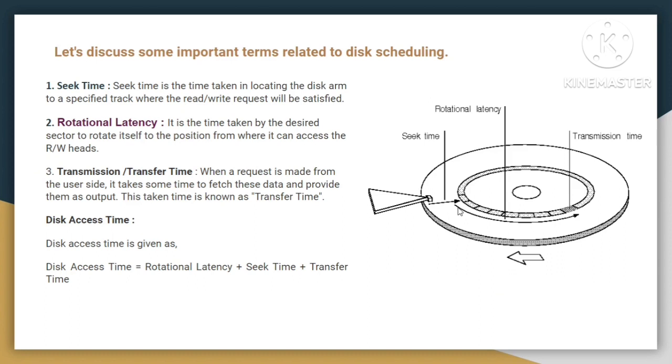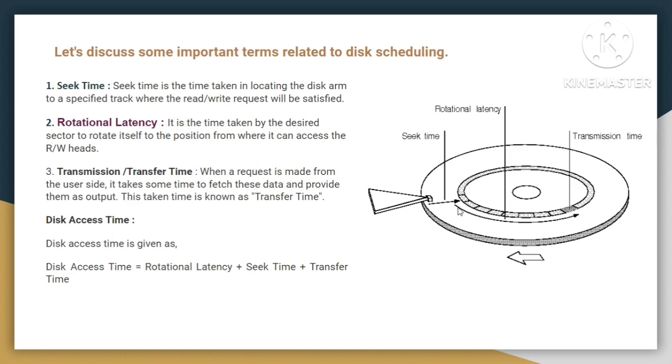So the full disk access time is given by the rotational latency plus seek time plus the transfer time. Firstly comes the seek time, in which the read write head goes to the desired track. Then rotational latency, so that we can move the desired sector under the read write head. Then we have to write or read from the desired sector, which is known as the transfer time. So disk access time will be the summation of these three times.